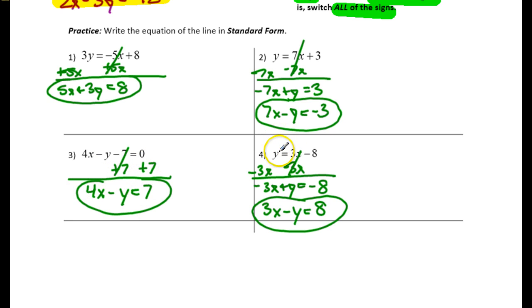Alright, now number 4. So step 1, there was no fractions to get rid of. Step 2, I did need to move my x over here, so that's why I got minus 3x.